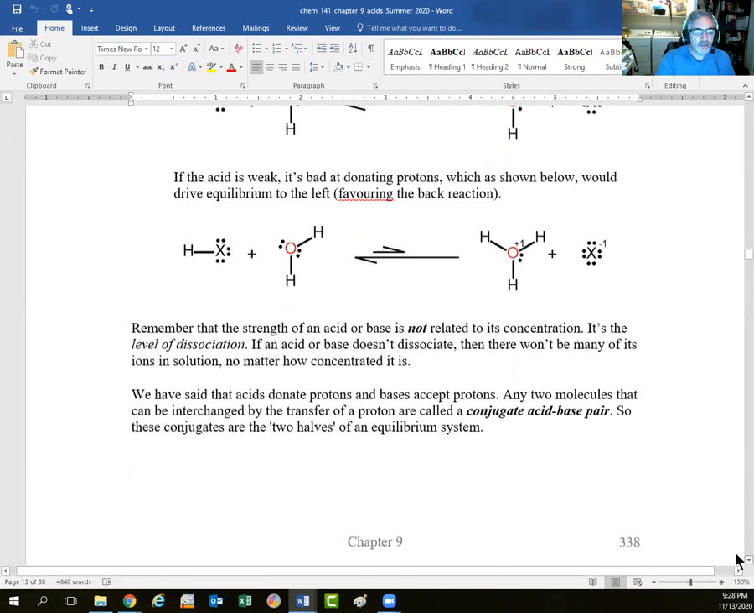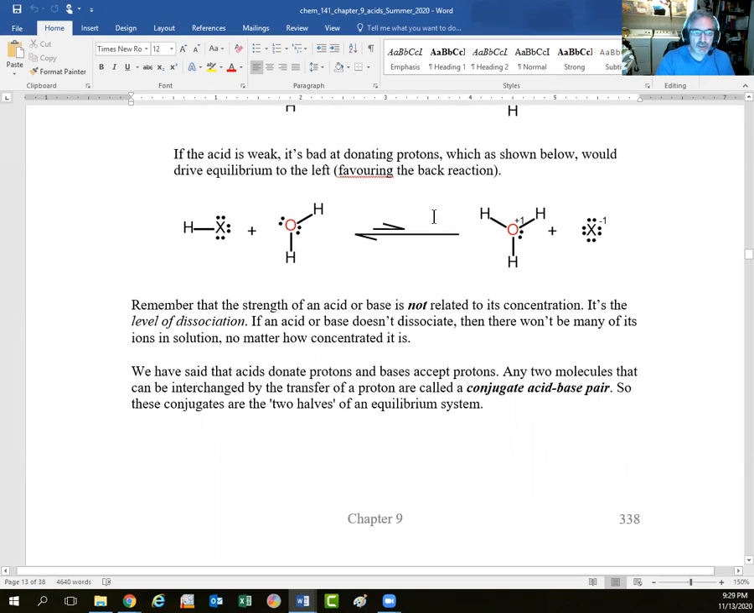Conversely, if the position of equilibrium is on the left, we would say in chapter 6 that that was the back reaction working harder. That was the back reaction favored, with mostly the chemicals on the left being produced, and we'd used up most of the chemicals on the right. So for those chemicals on the right which are working harder, in this case they would be a strong acid and base.